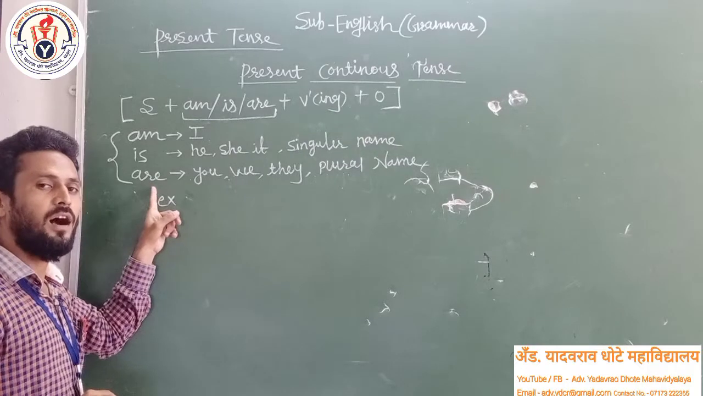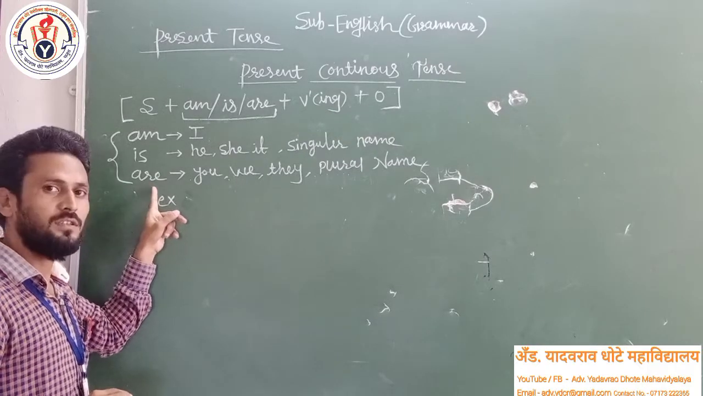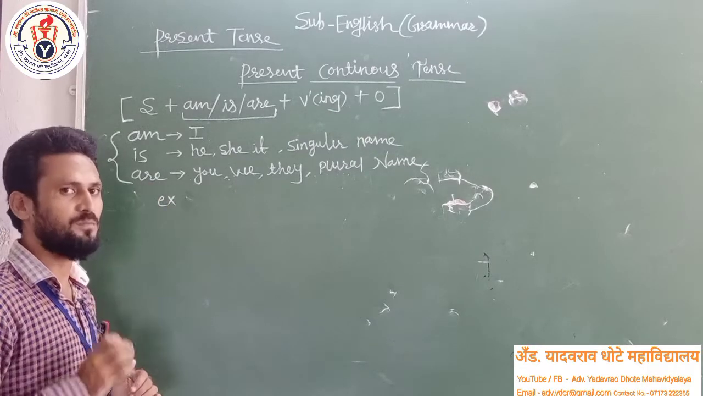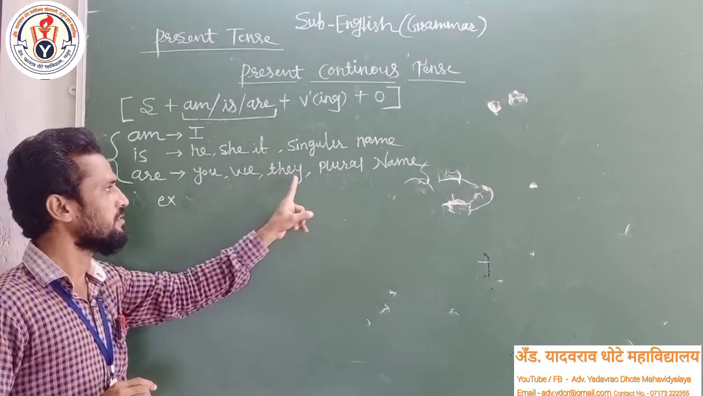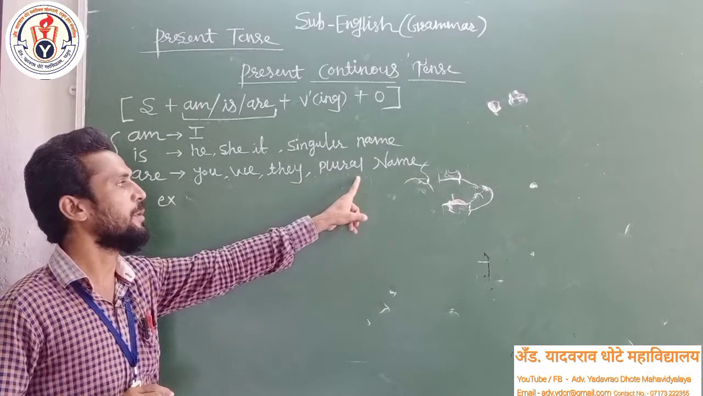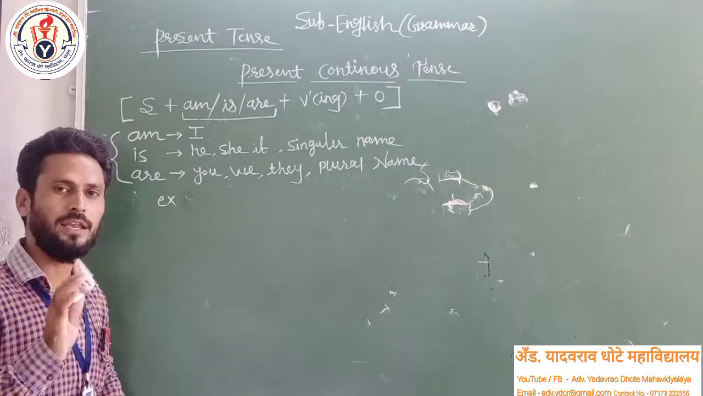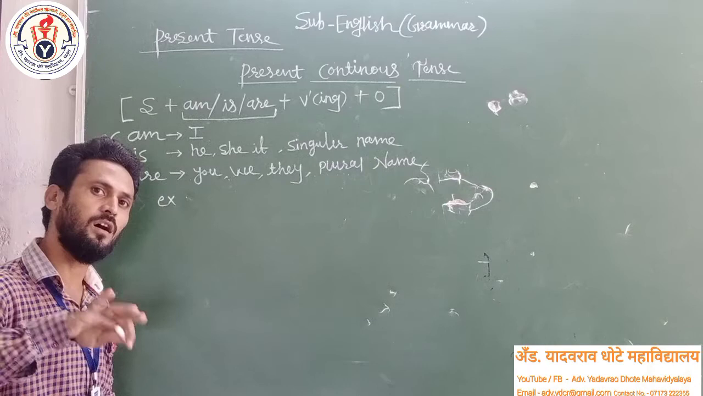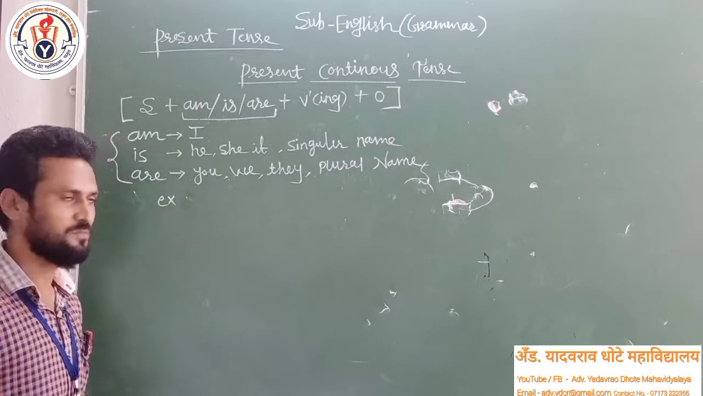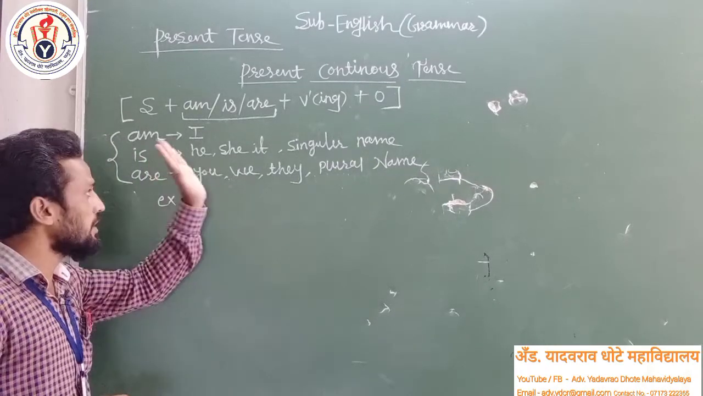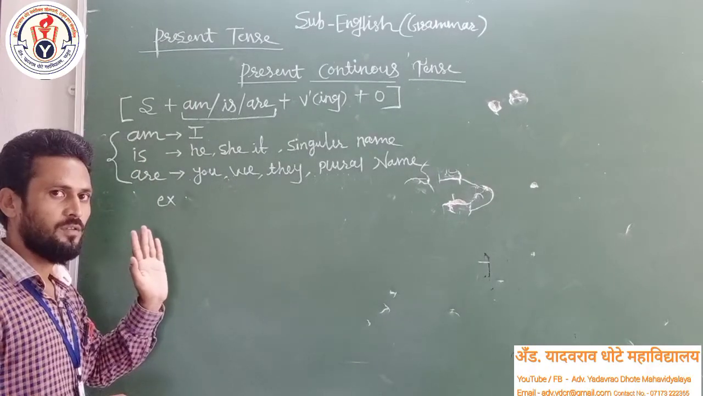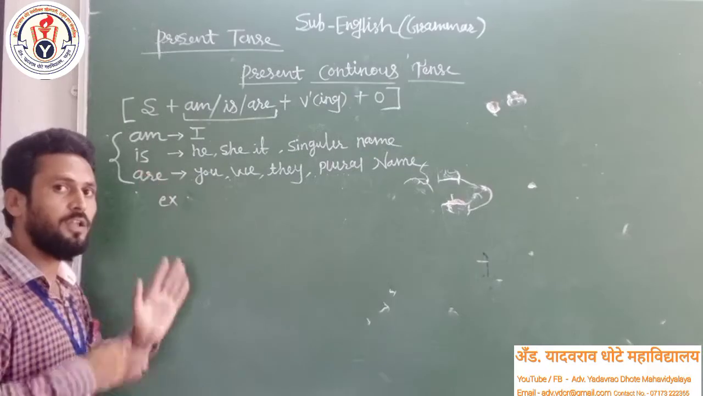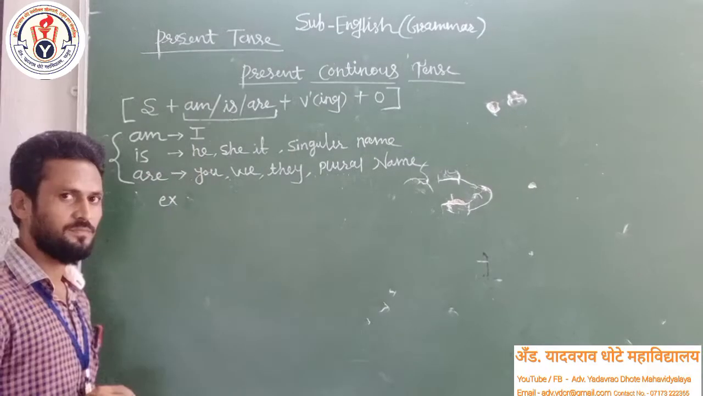And the third to be, are. Are is used with the plural subject, and those are you, we, they, and other plural names. For example, boys, girls, children, like this. So in this way, this classification of to be forms is given according to the subject.